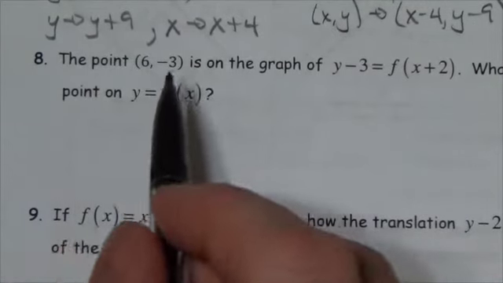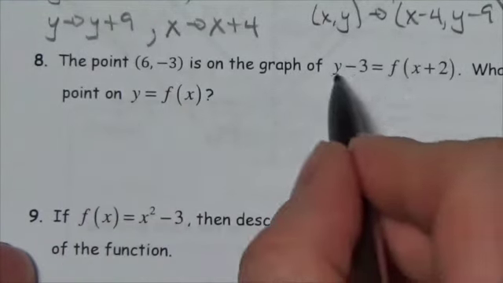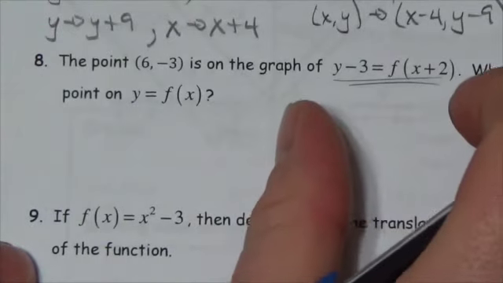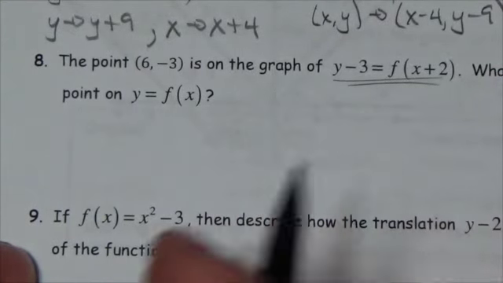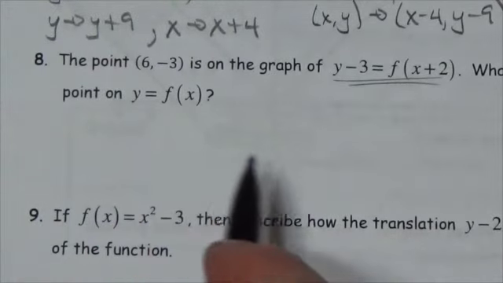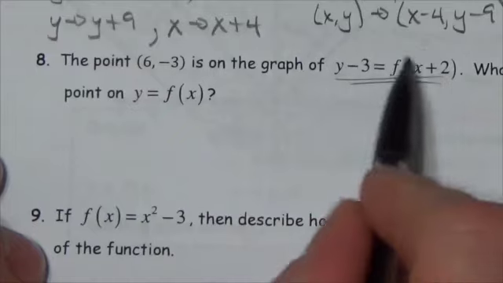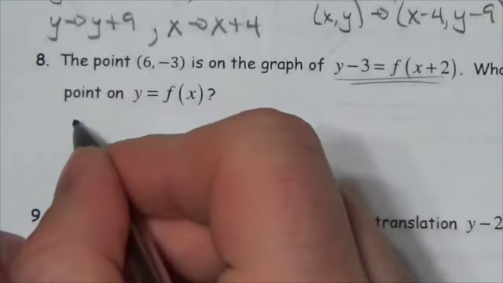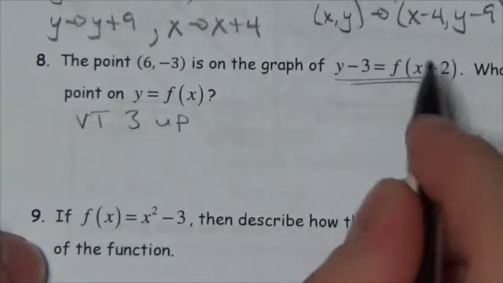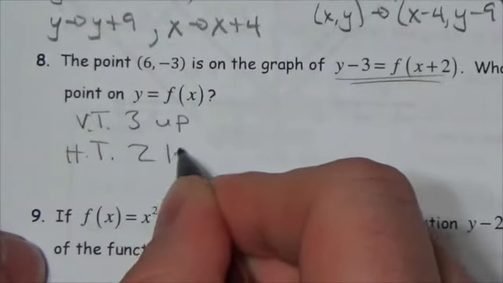Notice that it says the point (6, -3) is on the graph of the transformed function. It is on this graph, and we want to know what the corresponding point is on the original function. Now let's compare these two. What transformations have occurred? To get the y by itself, I'd have to add 3. So that means a vertical translation, 3 up. To get the x by itself, I'd have to subtract 2, so that's a horizontal translation, 2 to the left.